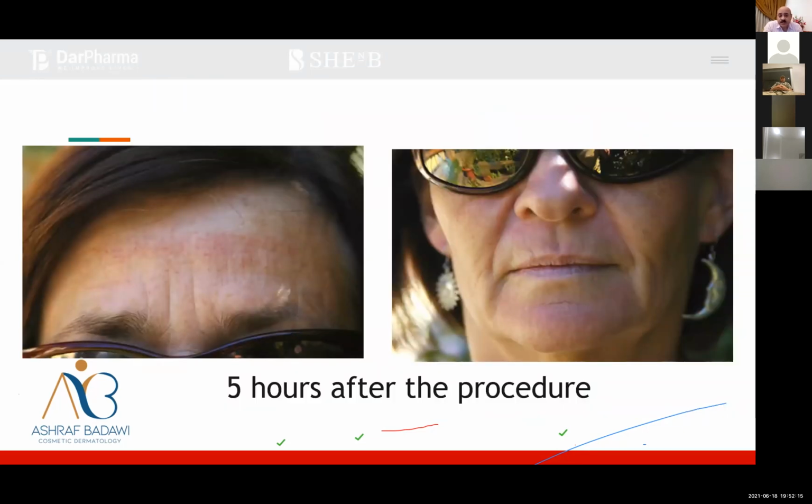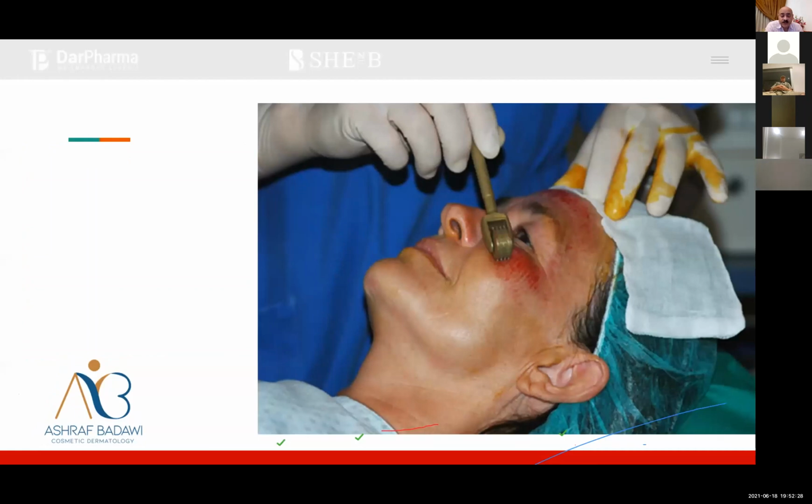This is a procedure which is associated with no or minimal downtime, so we can see the skin 5 hours after the procedure where it is almost recovered. So it is considered very safe, and it can work on all skin types without any problem. So we can see that we apply numbing cream, we remove the numbing cream and start to roll this derma roller on the skin in different directions.